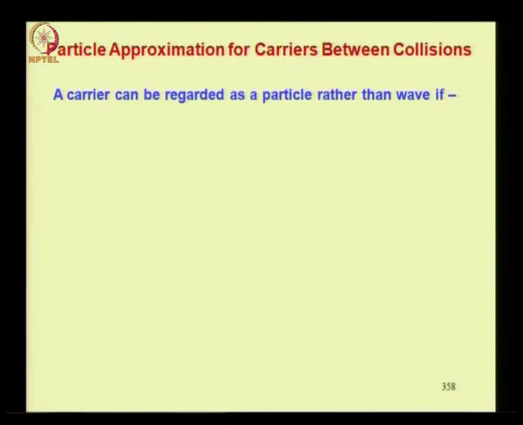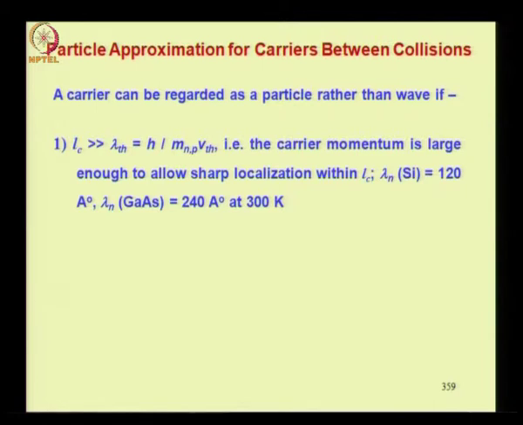Now let us look at the particle approximation of carriers between collisions. A carrier can be regarded as a particle rather than wave if Lc is much more than the thermal average wavelength of the electron, which is given by the Planck's constant h divided by effective mass of electrons or holes, whichever is the particle under question, multiplied by the thermal velocity.